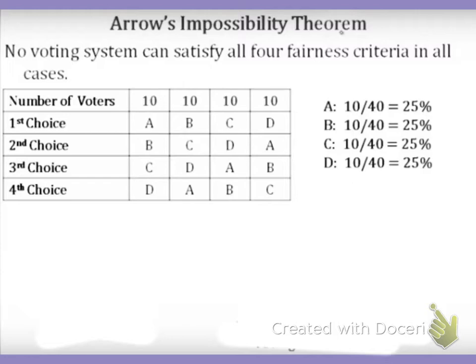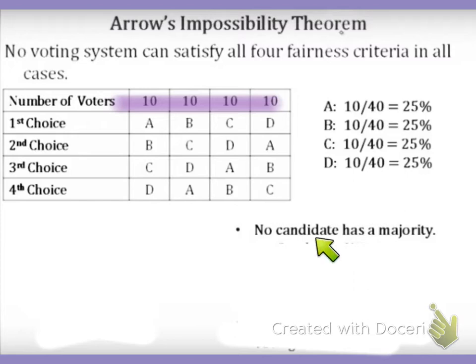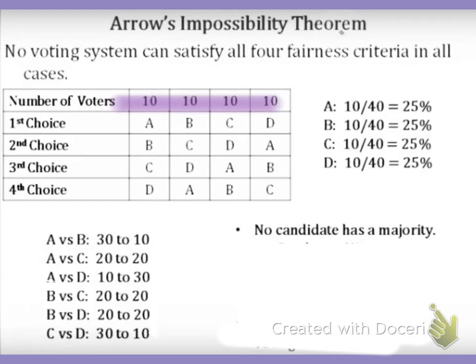Here's an election where all of these candidates got the same number of votes. They all got 10. So no candidate has a majority. In fact, they all got the same number of votes. Let's look at the one-to-one matchups. So A versus B. A received 30 votes to B's 10. So if A was matched up against B, it would be 30 to 10. A versus C, 20 to 20. So if A is matched up against C, it would be 20 to 20.